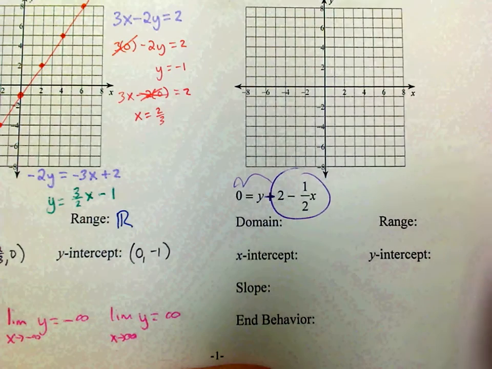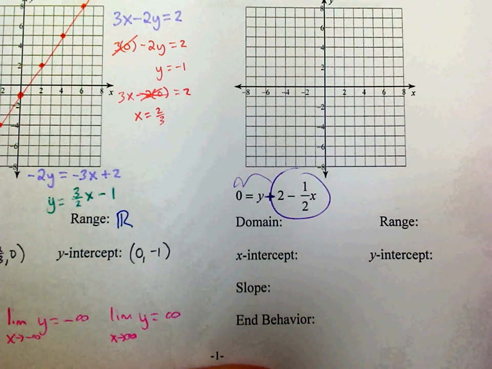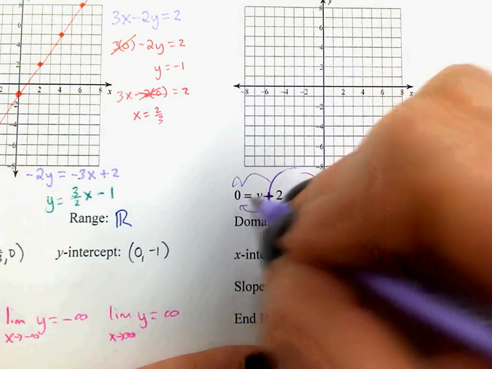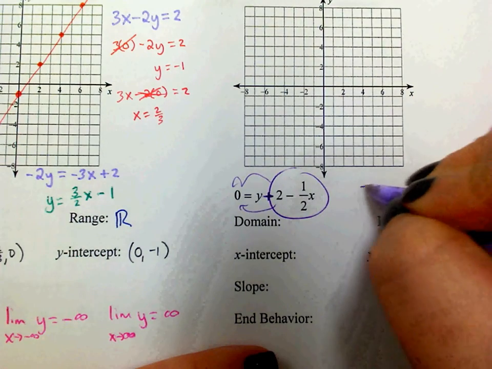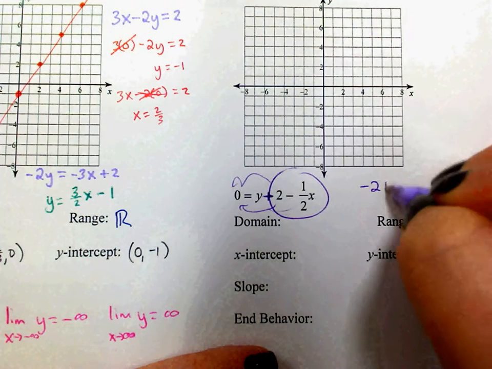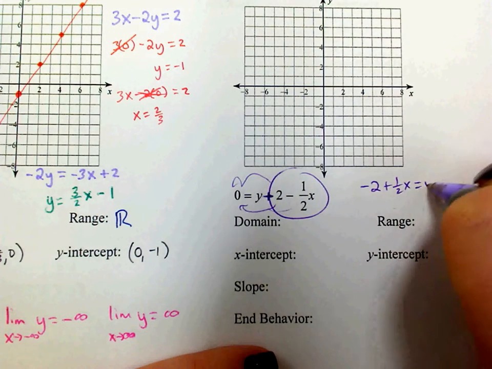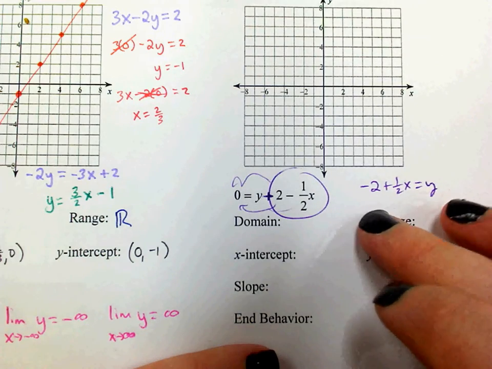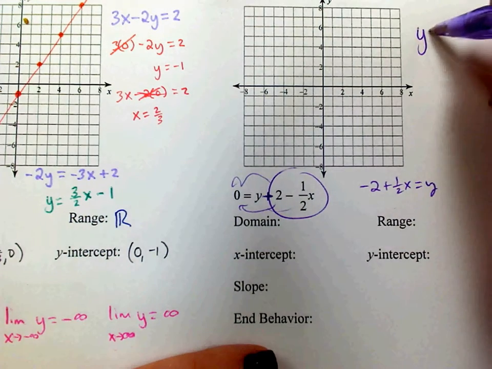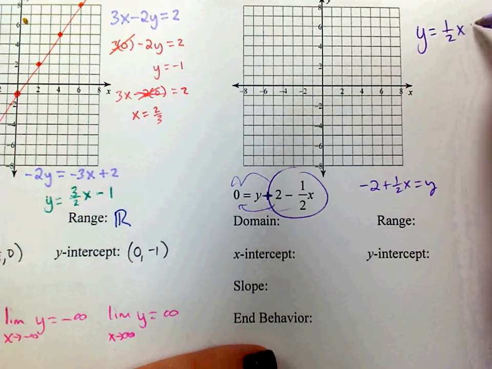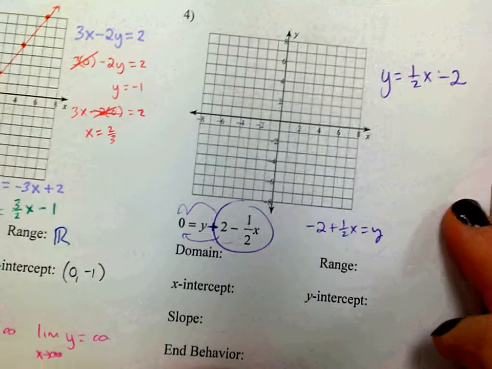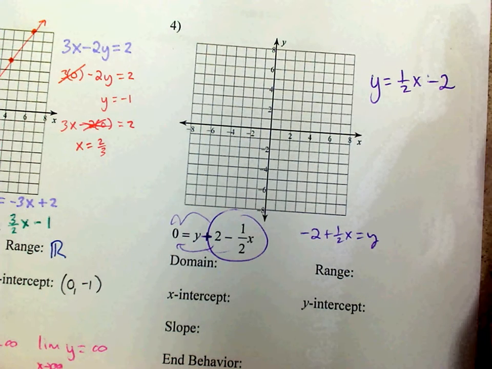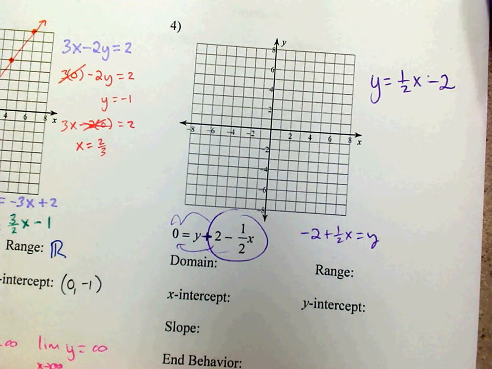Yeah. So if I have y plus 2, then I'm going to subtract the 2 over. And I'm going to add the 1/2 x over. And then I'm just going to rewrite it, because having y on this side and that on that side doesn't matter if I switch them. So I'm going to say y equals a positive 1/2 x minus 2. And there you go. Pretty sure it was a plus sign. Let me check. Yeah, it was.